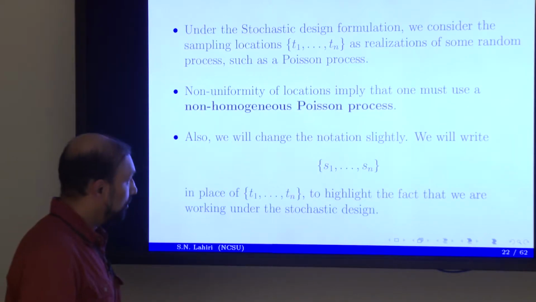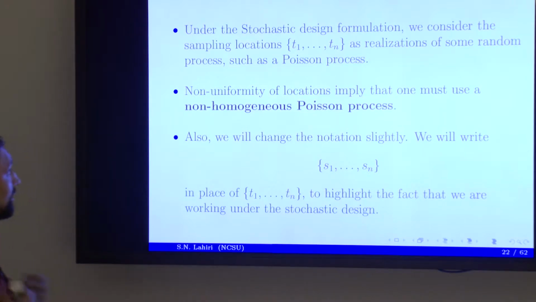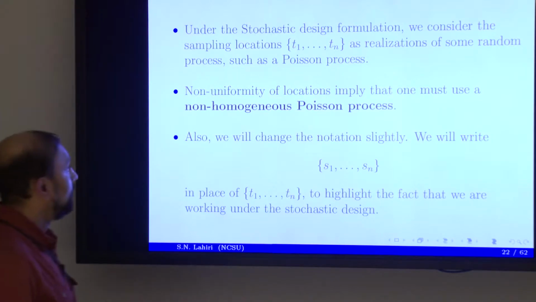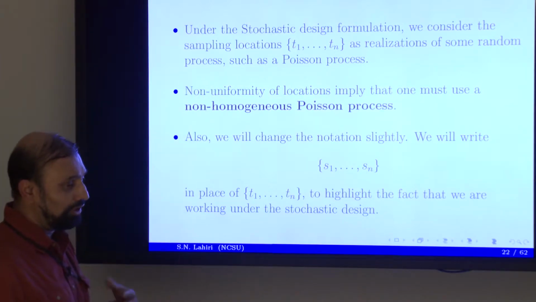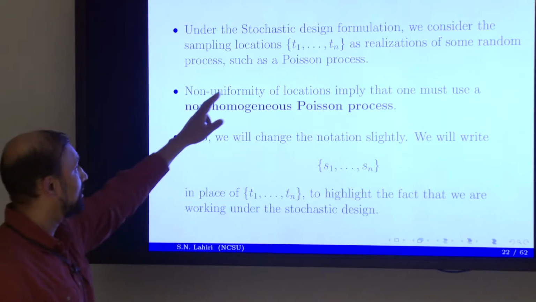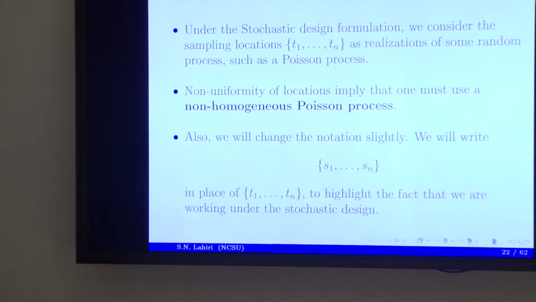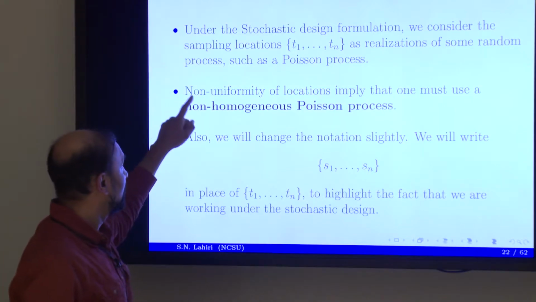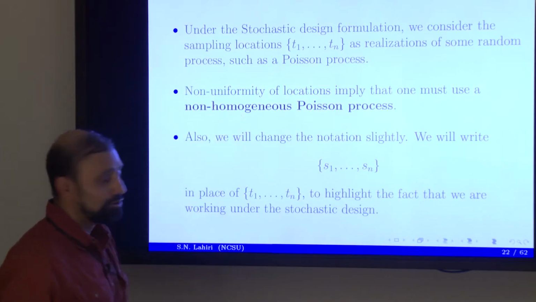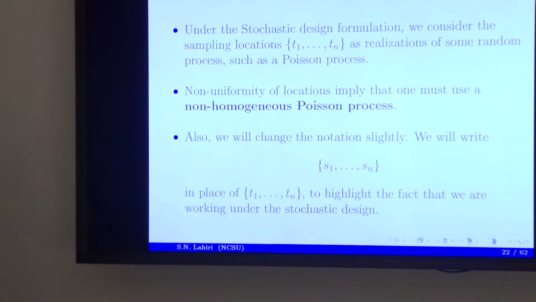So one way to do so is to use a stochastic sampling design. And typically when you look at engineering applications, people would just come up with some sort of a Poisson process that they fit to the time locations. Look at the intensity function that describes how you are going to determine the sampling locations. And since you have non-uniformity, that means you have to have a non-homogeneous Poisson process.